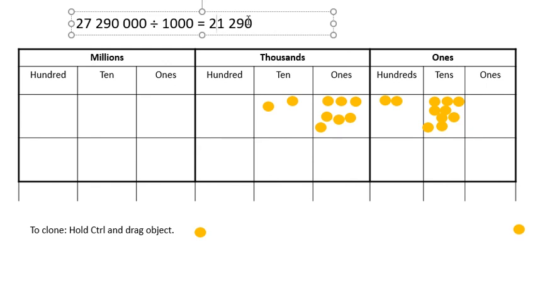So our answer, and I put the wrong number there, 27,290,000 divided by 1,000 is 27,290. I could read this off of my place value chart, or I could count my number of zeros, and I could take that many zeros off my starting number here. In other words, move my decimal place over 3 times, and that shrinks it by a factor of 1,000.